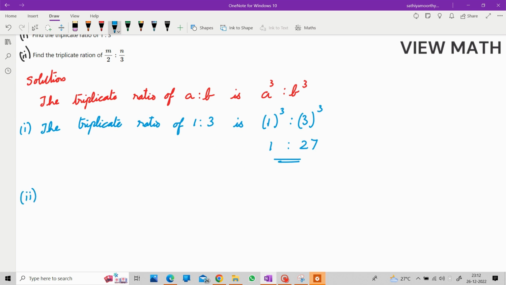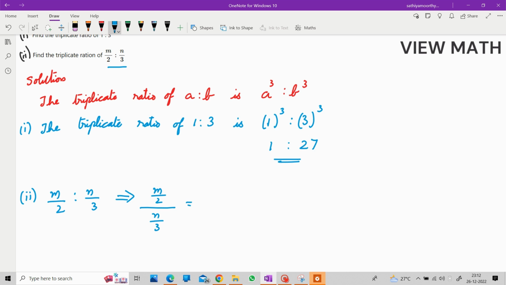Find the triplicate ratio of m by 2 is to n by 3. I can just cube both the things. But in order to make it simple, I am going to simplify this first. m by 2 is to n by 3, I can write it as m by 2, the whole thing divided by n by 3.